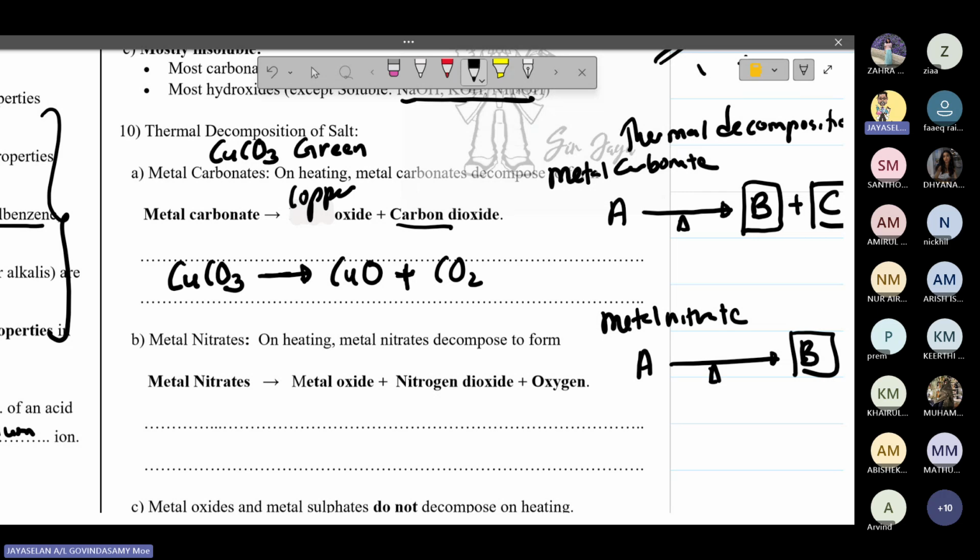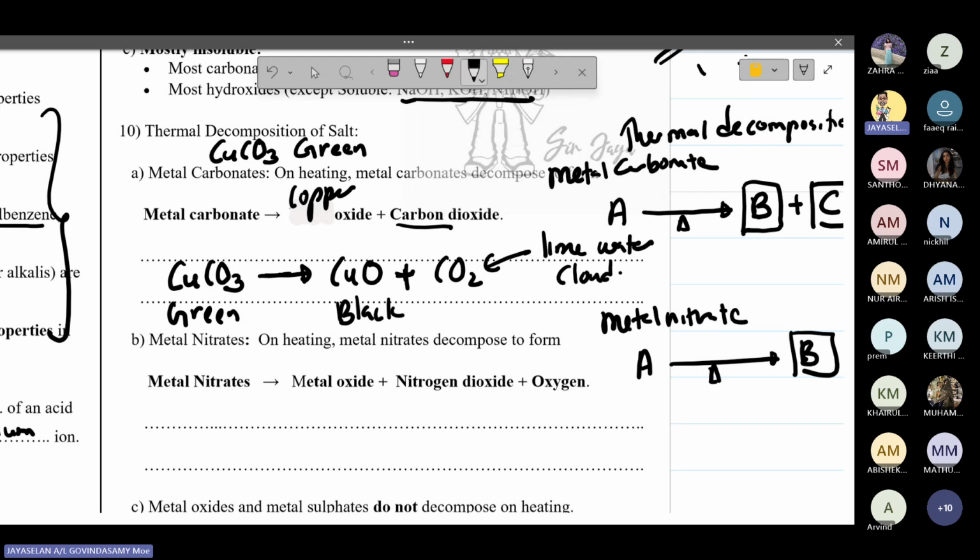Any question? What is your observation? Copper(II) carbonate, what color? Green color. Okay, green color. Copper(II) oxide, ingat rambut color. Rambut kamu, what color? It is a black color powder. So the first observation, green turns to black. And here, what is the color of this gas? Carbon dioxide. It turns lime water what? Lime water cloudy.